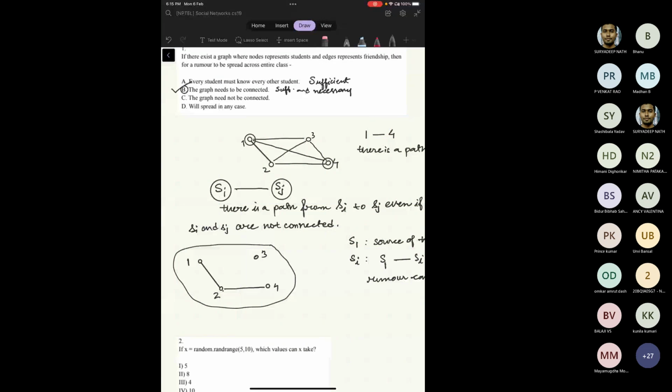So if the graph is not connected, the rumor cannot spread across the entire class. And option D says it will spread in any case. Obviously, this is not true. So the right answer for this question is B. The graph needs to be connected because it's a sufficient and necessary condition. The first one is a sufficient condition but not a necessary condition.